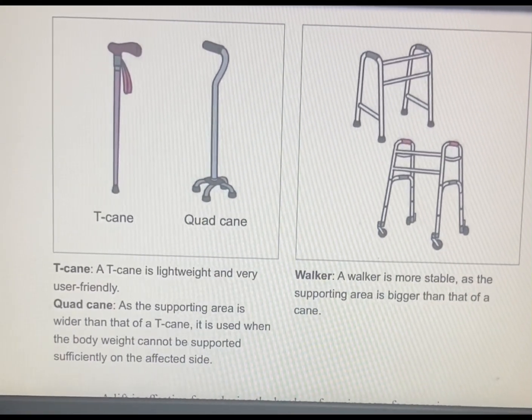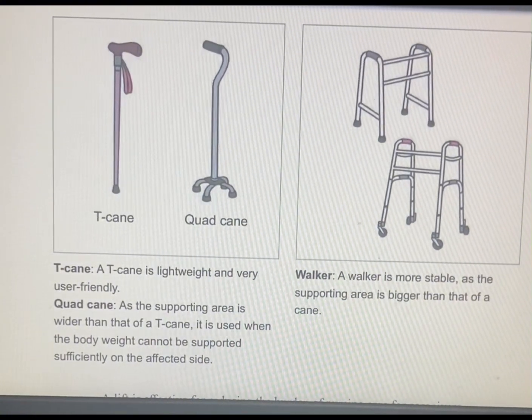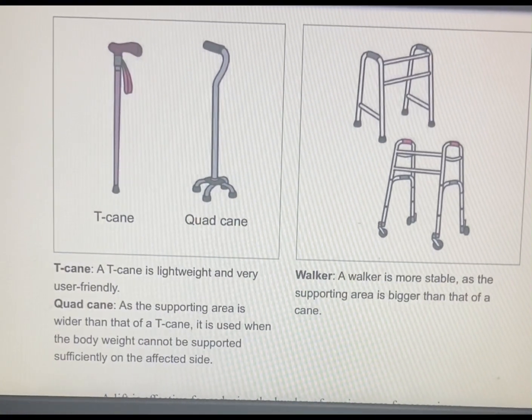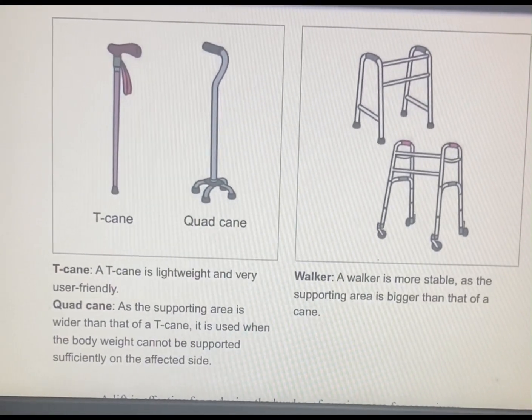On the other side naman is the walker. This is more stable as the supporting area is bigger than that of a cane. So, ano ang pinaka-stable sa tatlo? Of course, yung walker.